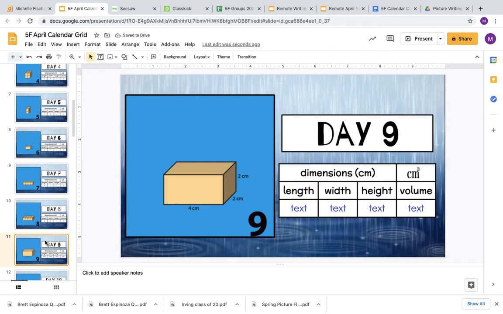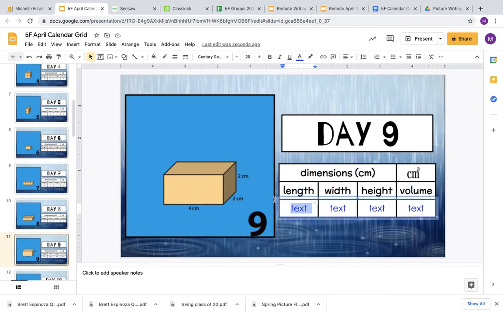All right, last one we're doing together, and then you are on your own. If you need to rewatch the video at any time, feel free to do that. All right, here our length is 4 centimeters in the front. Our width is 2 centimeters off on the side. And then our height going up and down, we have 2 centimeters tall. I multiply those 3 numbers. 4 times 2 is 8. 8 times 2, we've got a volume of 16 centimeters cubed.